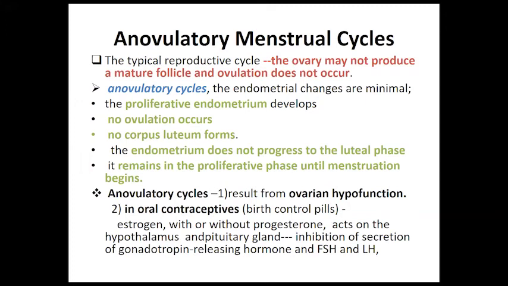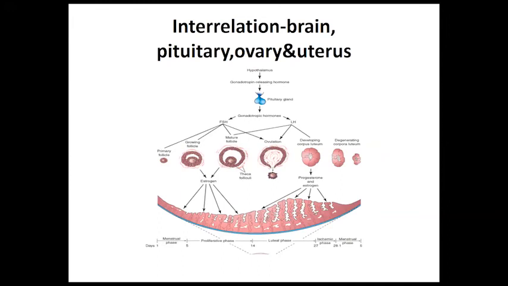With or without estrogen, these drugs are going to inhibit your pituitary and the hypothalamus, and so they are going to suppress your follicle stimulating hormone and luteinizing hormone. So interrelation: brain, pituitary, ovary, and the uterus. That is again what I showed you before.